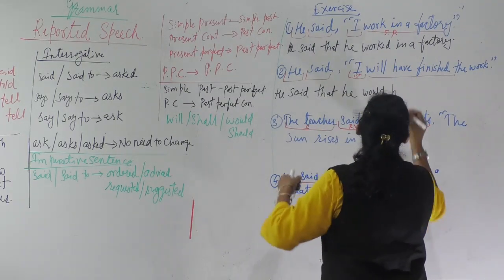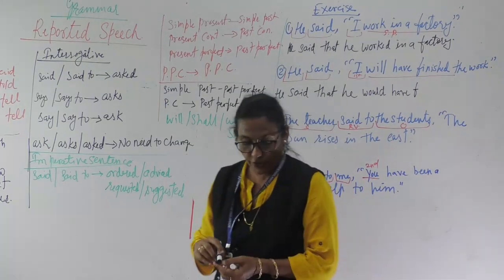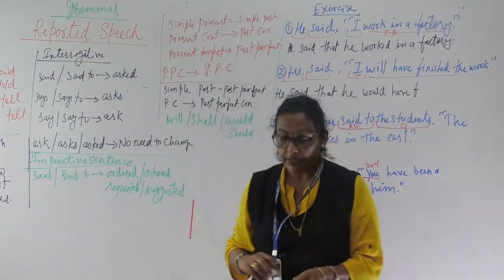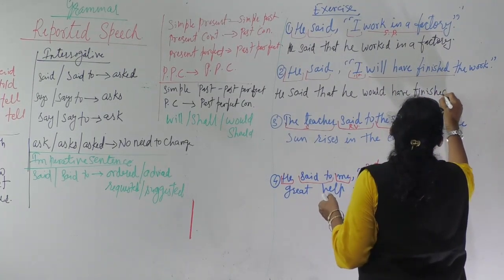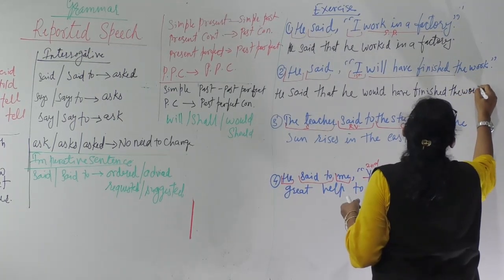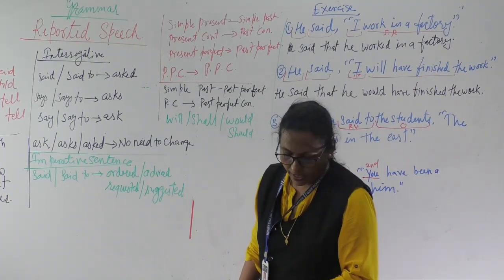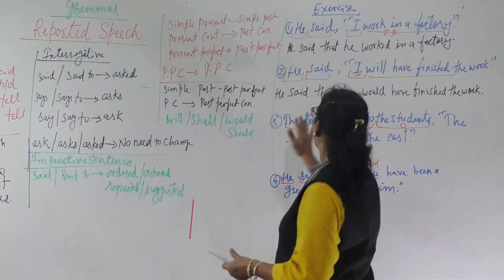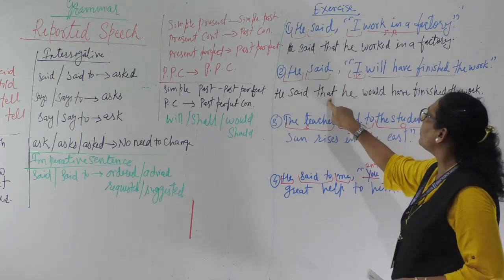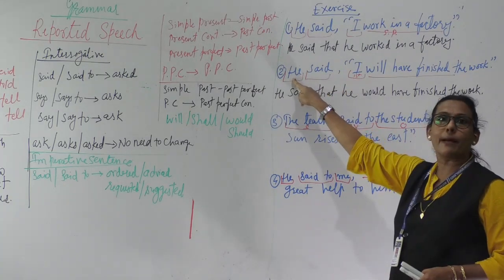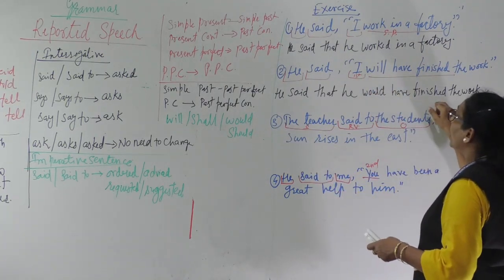He would have finished the work. The sentence is: he said, "I will have finished the work." He said that, finished is correct. We have written said, we have removed the inverted commas, and first person I is written as he. So will changes to would. So: he said that he would have finished the work.